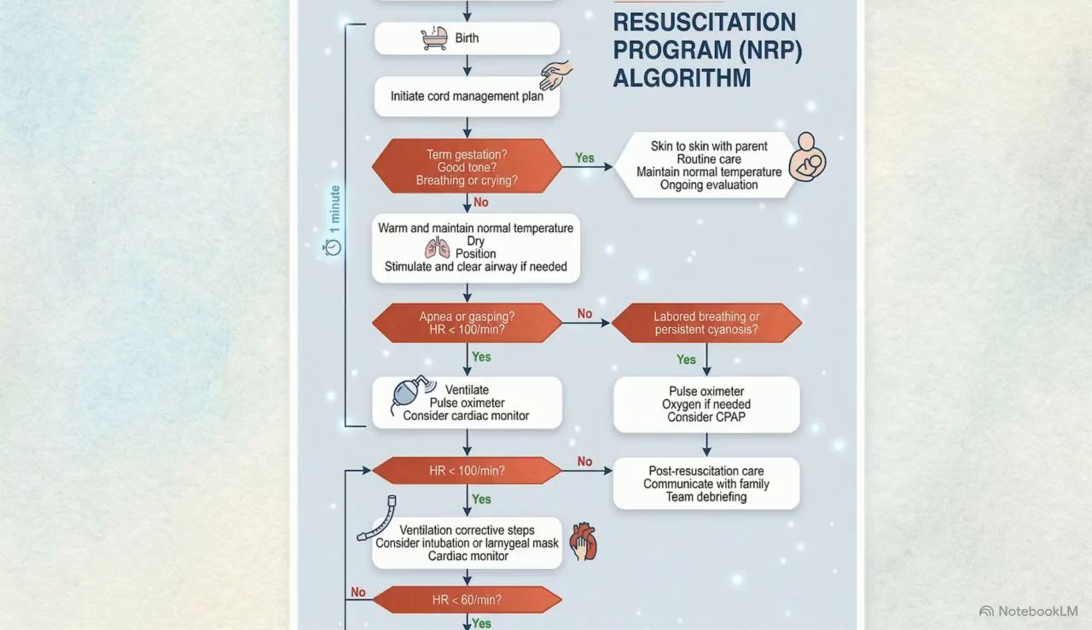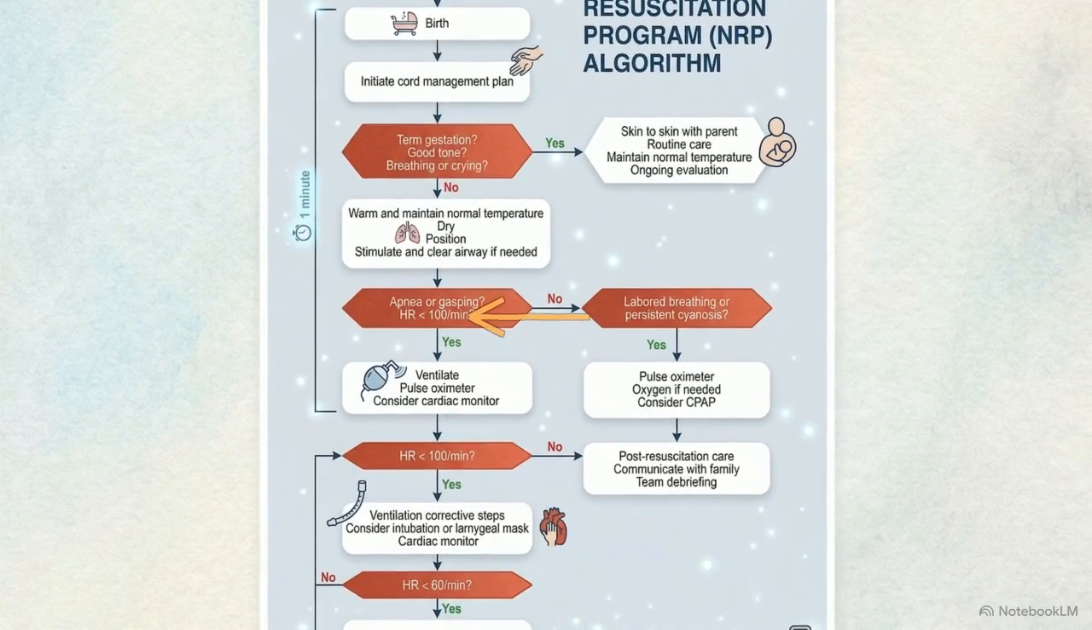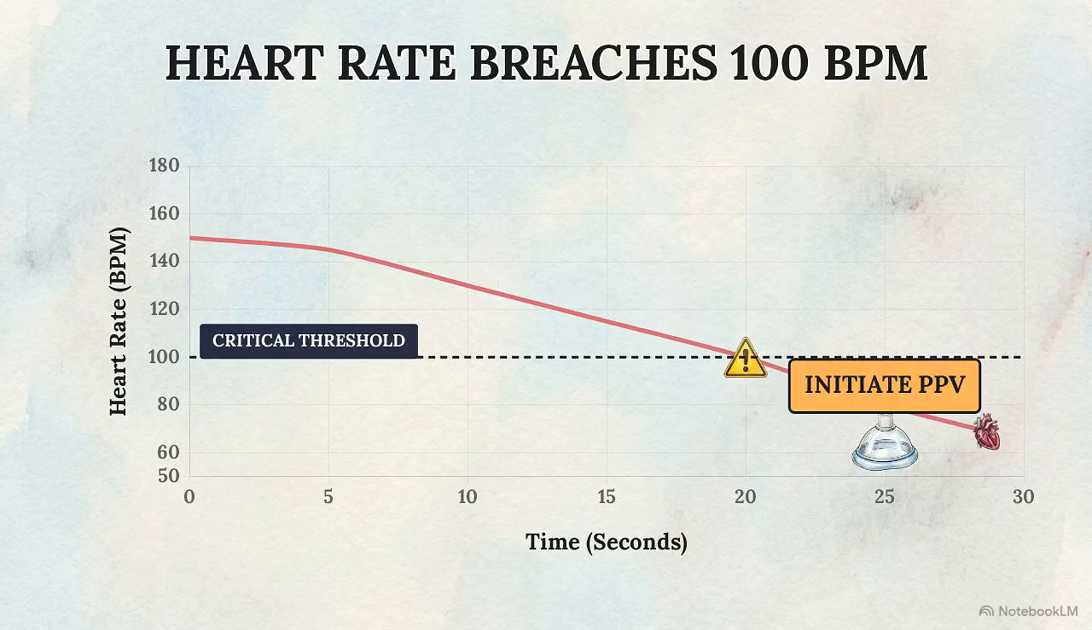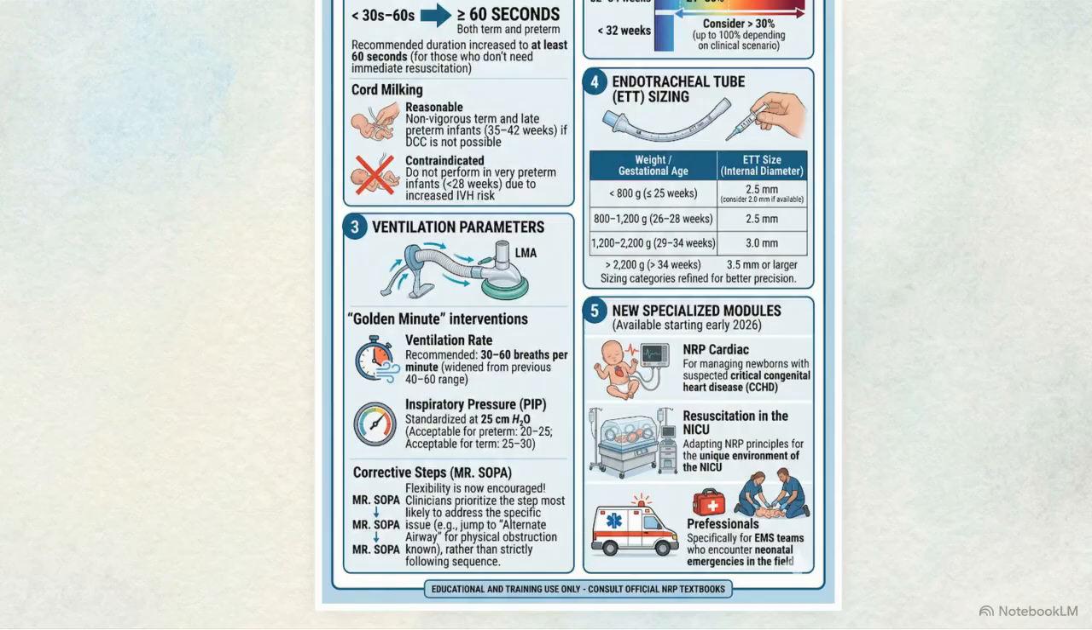A no to the initial assessment leads to the first major failure threshold. An active heart rate under 100 beats per minute immediately aborts routine care. At this exact metric, the team must intervene mechanically by initiating positive pressure ventilation, or PPV. The updated parameters for this golden minute broaden the acceptable ventilation rate to between 30 and 60 breaths per minute, while standardizing the initial peak inspiratory pressure at exactly 25 centimeters of water.